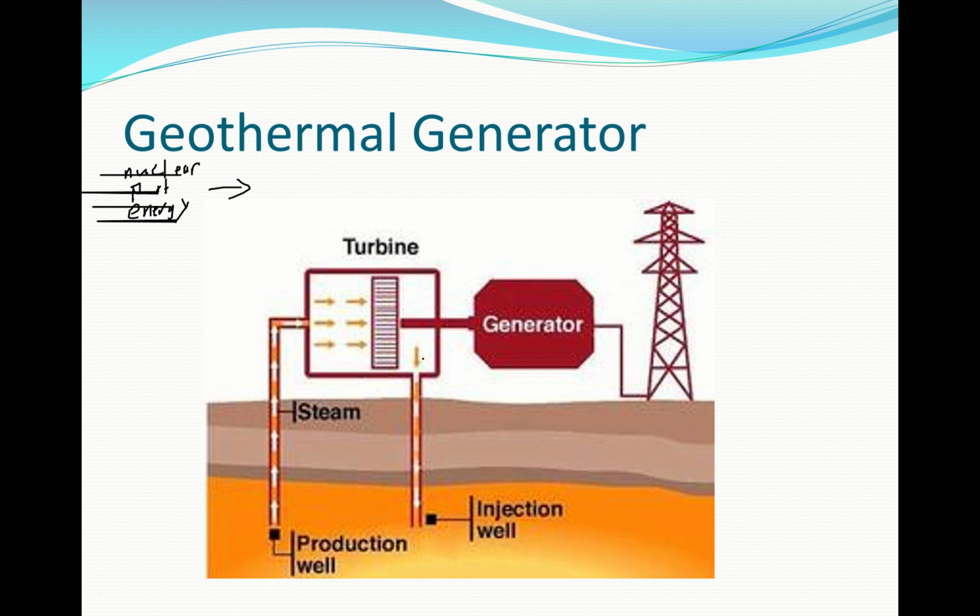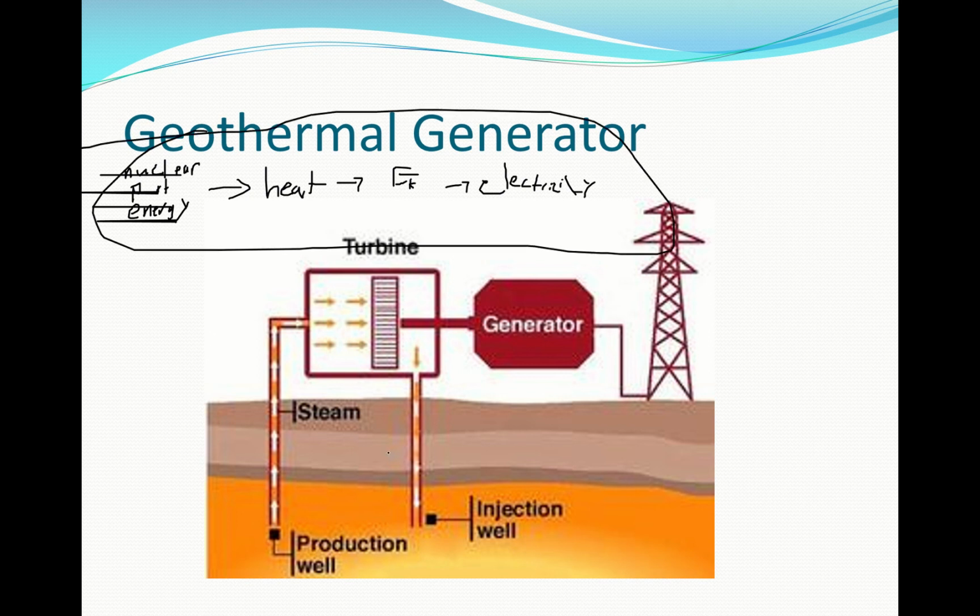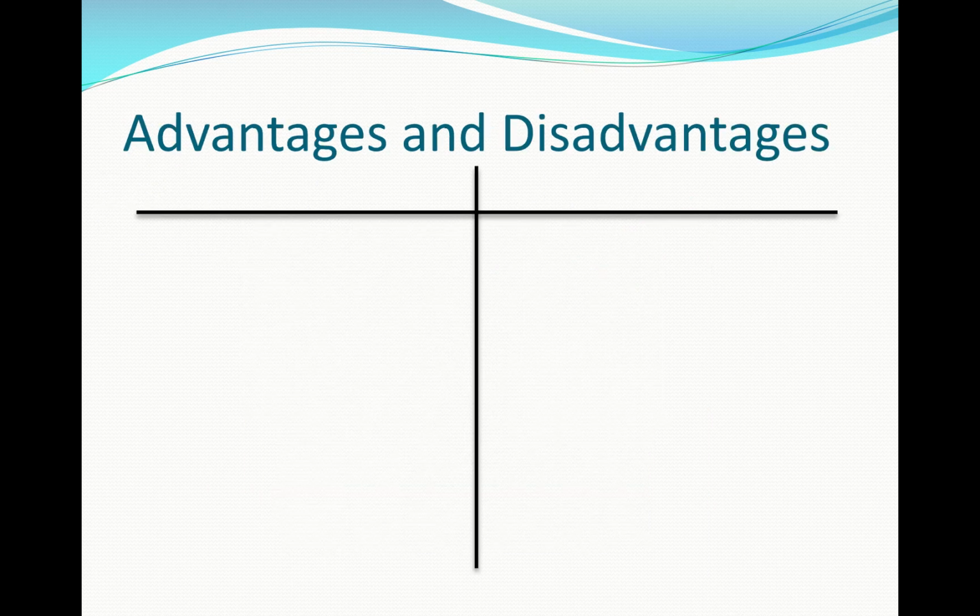So what they do is they pump down water, and it heats the water, and then it turns into kinetic energy. Anytime you have hot steam, it's kinetic energy. It turns a turbine, and then turns into electricity. Right? That's how a geothermal generator works. You'll notice that this is the exact same energy conversions as a nuclear power plant, so you can't tell the difference between the two just with the energy conversions.